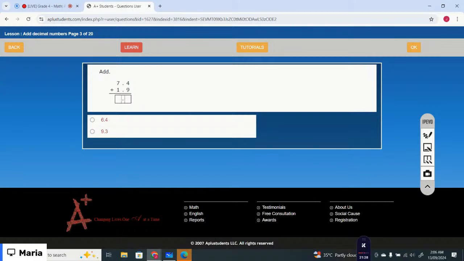The next one is add 7.4 plus 9.1. So which is the correct option?